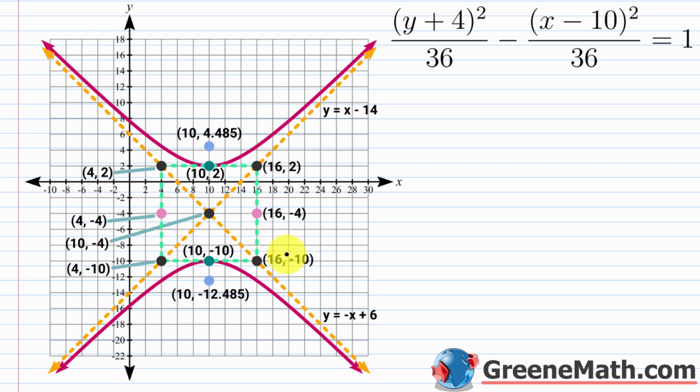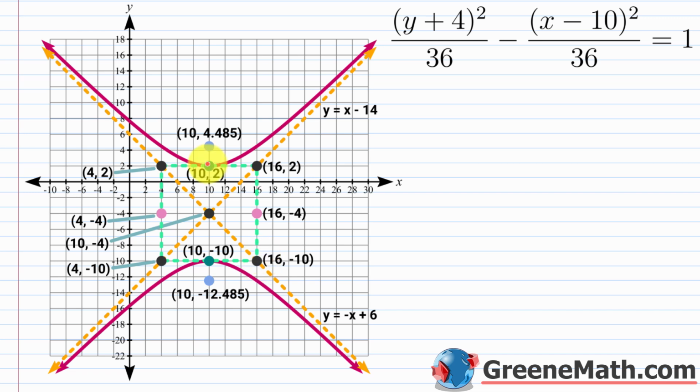And then the endpoints of the fundamental rectangle, again, all I'm doing is going from the center 6 units to the right and 6 units up. So that's (16, 2). From the center, 6 units to the left and 6 units up. So that's (4, 2). From the center, 6 units to the left and 6 units down. So that's (4, -10). And then from the center, 6 units to the right and 6 units down. So it's (16, -10).